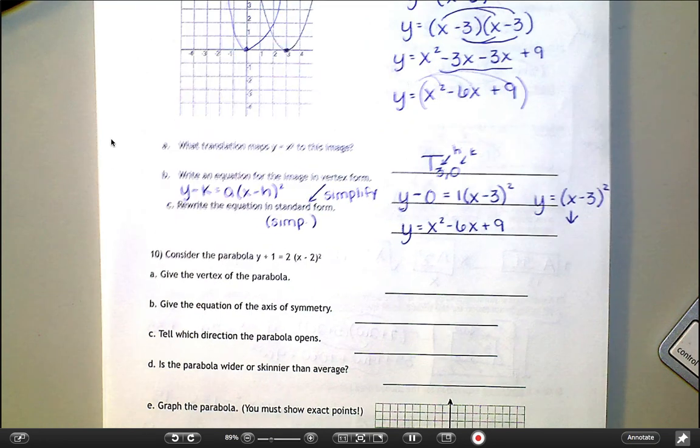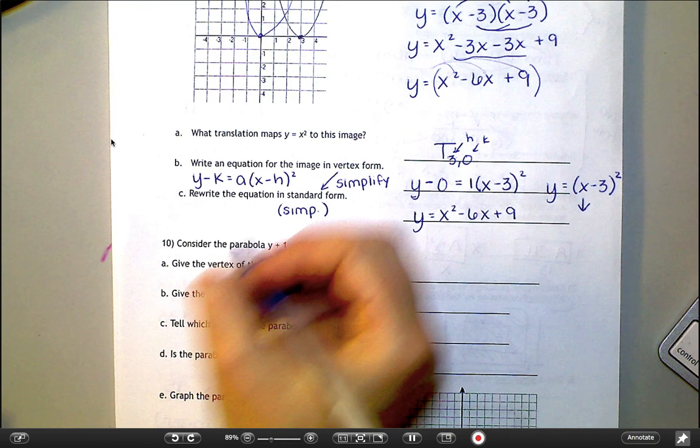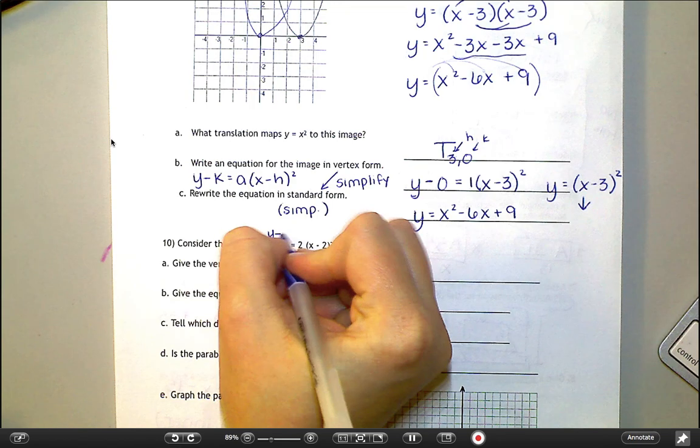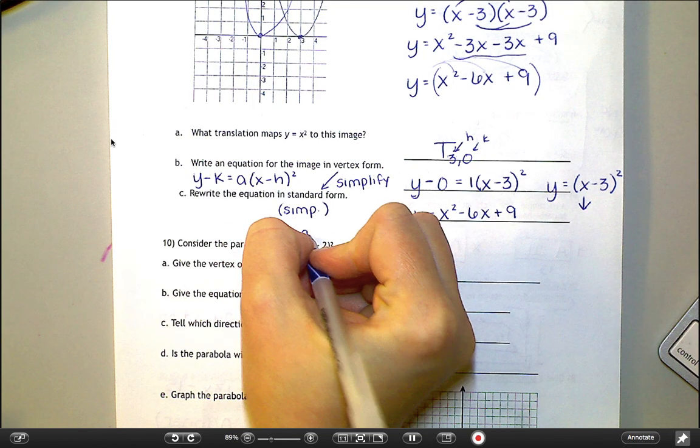Number 10, consider this parabola. So I'm going to just write vertex form up above here so that we remember what's what.